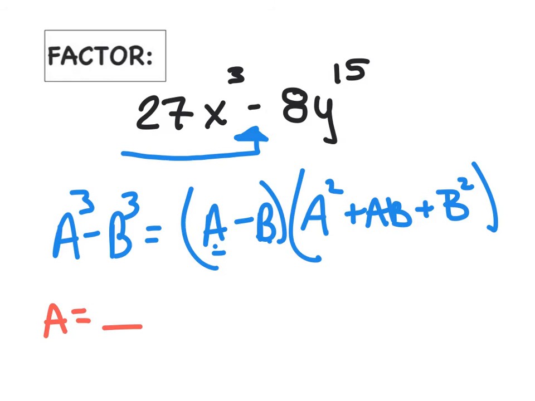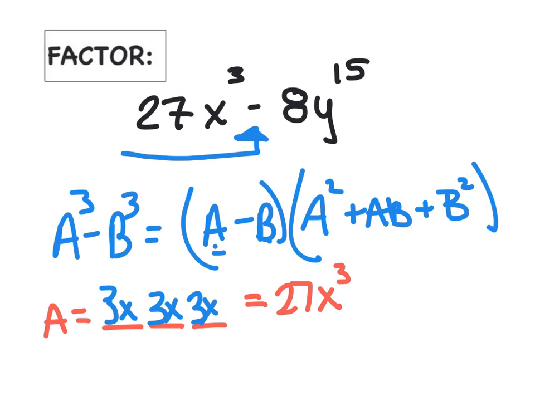Who is a? What times what times what is going to get me a 27x cubed? Okay? So again, I'm just going to go through the numbers. 1 times 1 times 1, not 27. 2 times 2 times 2, hopefully you know that's 8. 3 times 3 is 9, times 3 is 27. So I know it has to be a 3 something. And what times what times what is x cubed? Well, that would make 3x. Therefore, my a value is 3x.